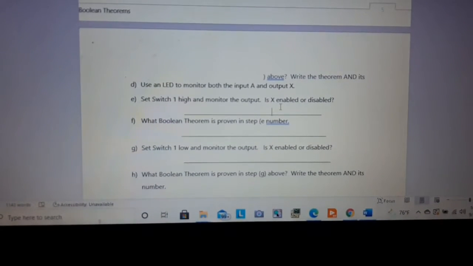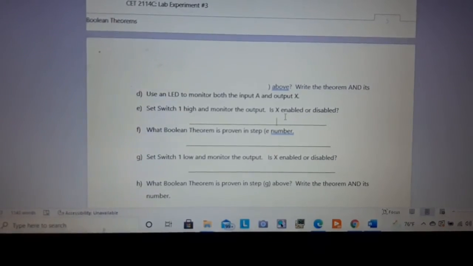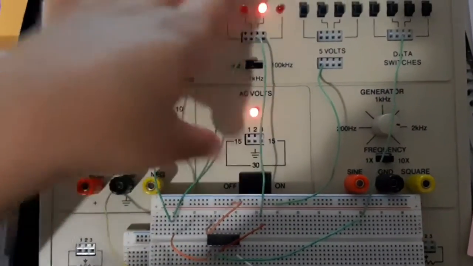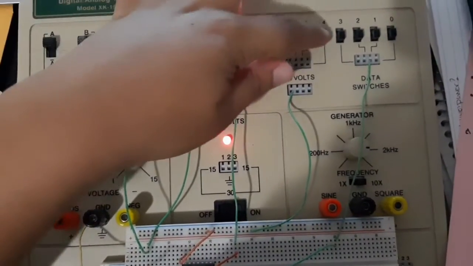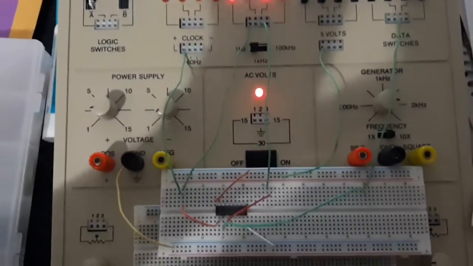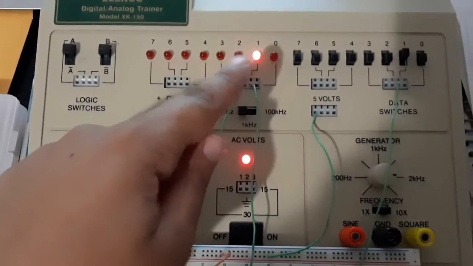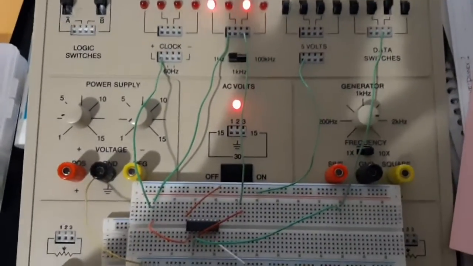So the first part, letter E of part 2, it says set switch 1 high and monitor the output. So I'm going to come here. I'm going to turn the circuit on, and I'm going to set switch 1 to high. And we have our input A blinking, but LED number 1 is a solid red light.